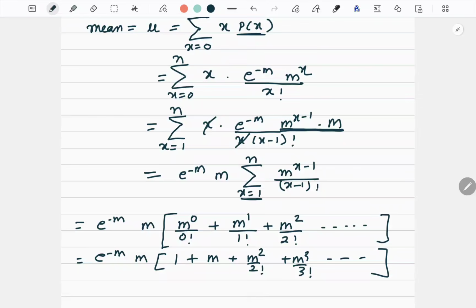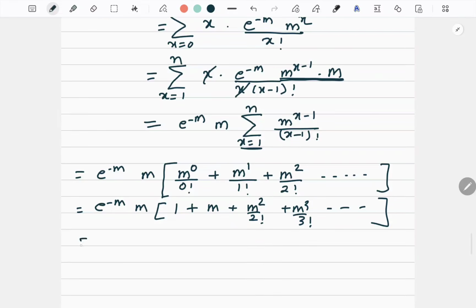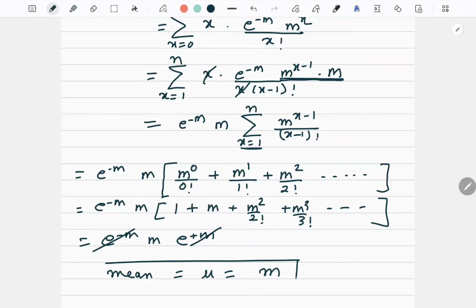Now what is this series in the bracket? It is an exponential series. So this is the series for e to the power m. So e to the power m and e to the power minus m got cancelled, and so we got that the mean for the Poisson distribution is equal to m. So this is our first derivation. What is the mean of Poisson's distribution? The mean of Poisson's distribution is m.